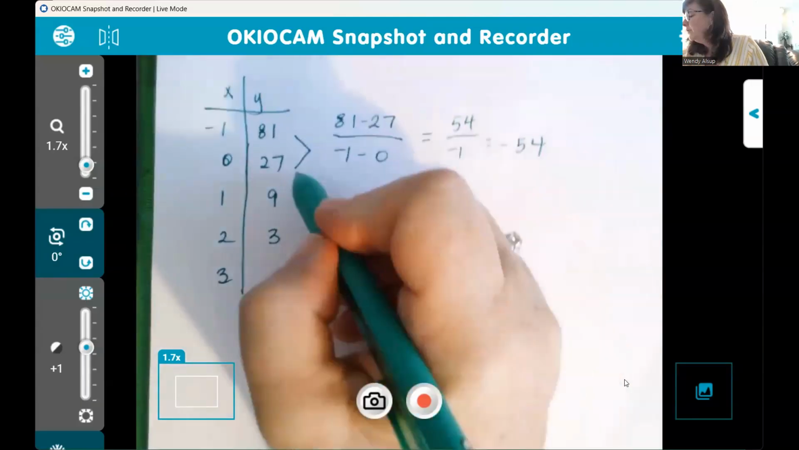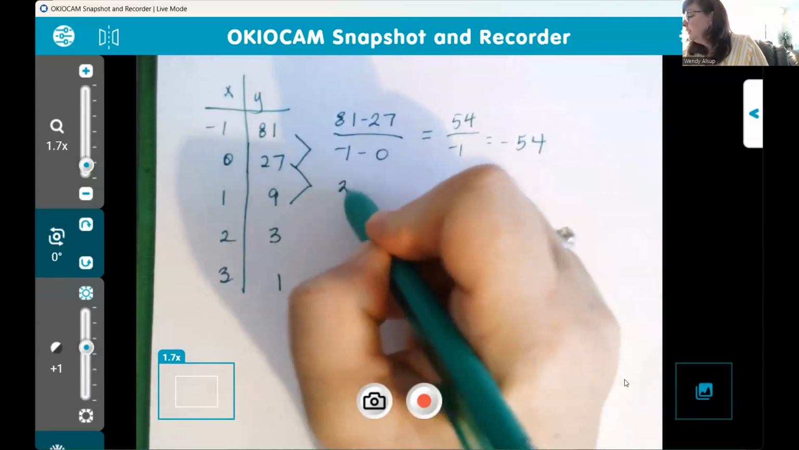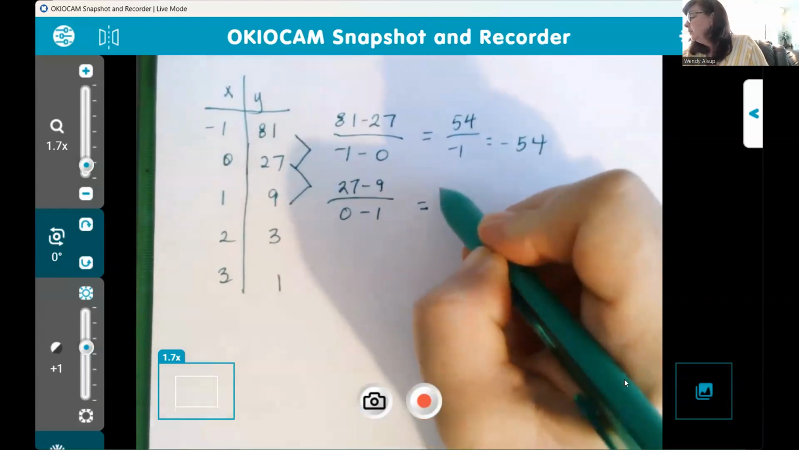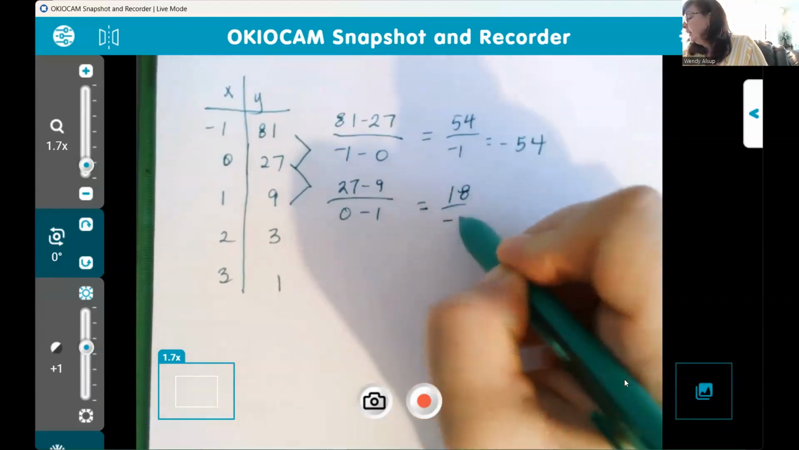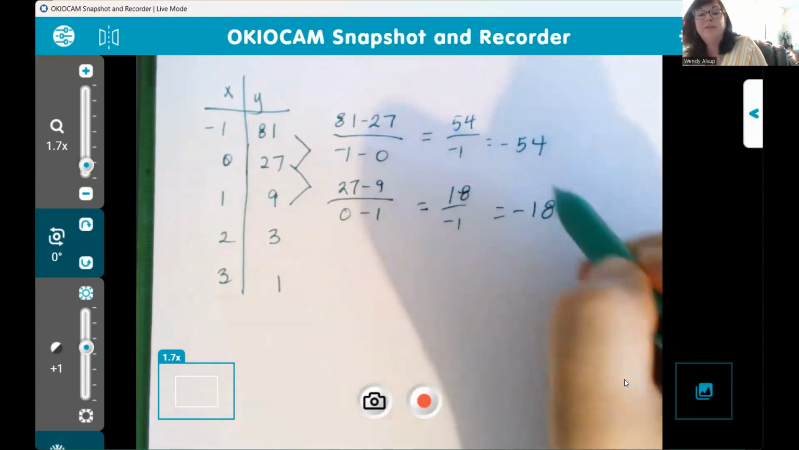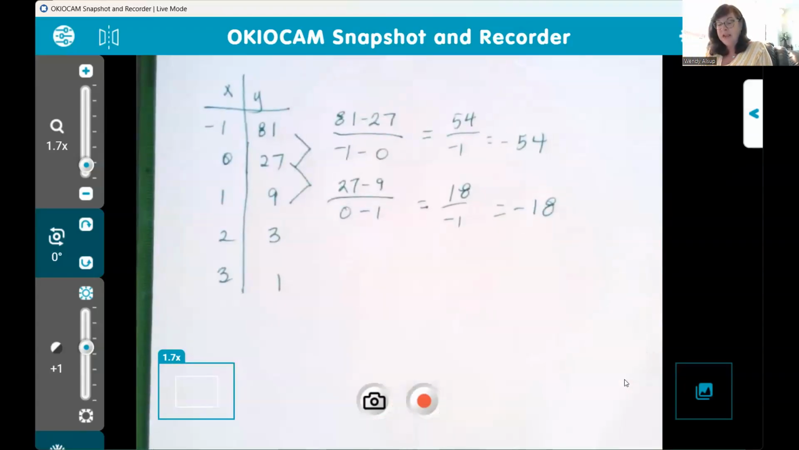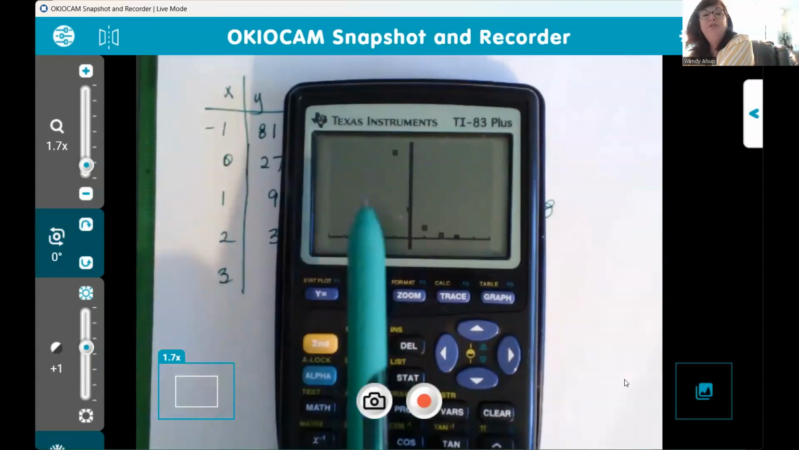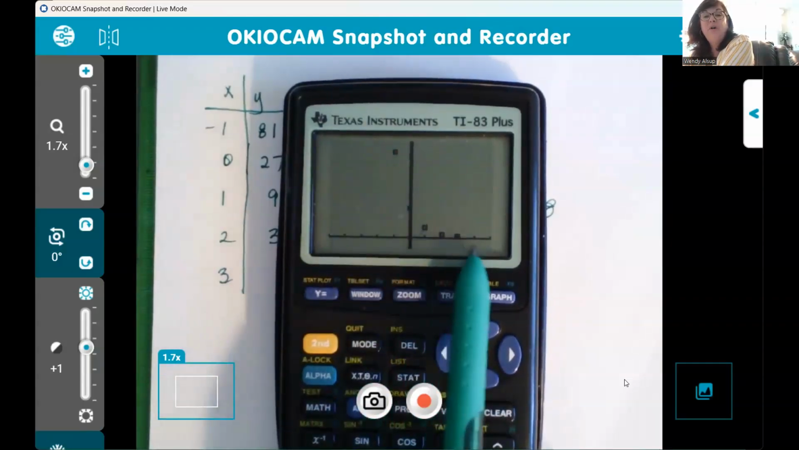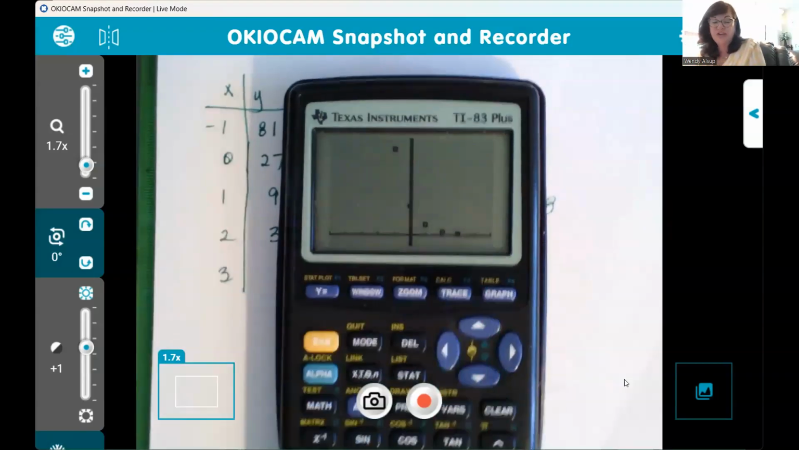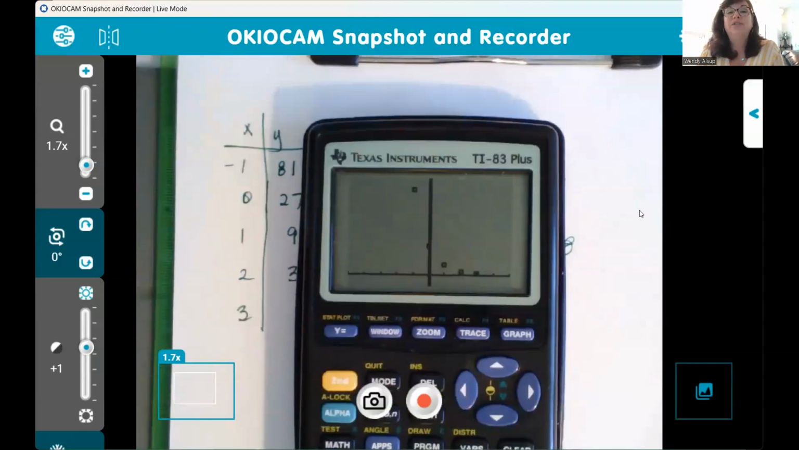Now let's do the next two points: 27 minus 9 over 0 minus 1. That's going to be 18 over -1. Right off the bat, I see I do not have a straight line. There are different slopes from point to point. And if I showed you on the graphing calculator where I've plotted these points, you see they do not fall into a straight line. They fall into a shape we're going to learn is an exponential shape. These are exponential functions.